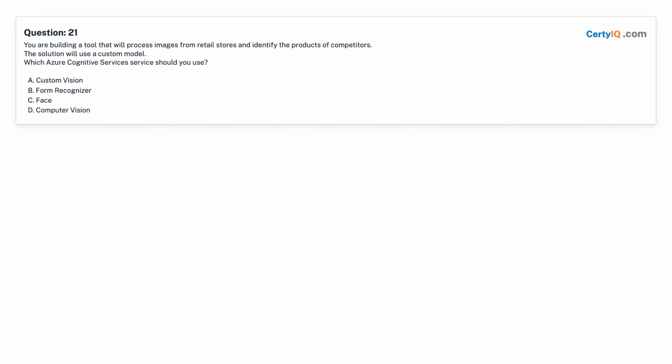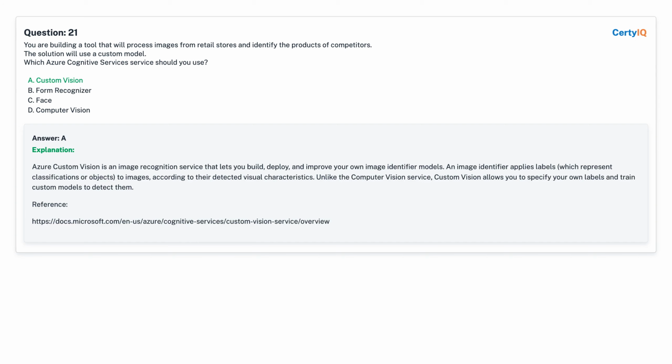Question 21. You are building a tool that will process images from retail stores and identify the products of competitors. The solution will use a custom model. Which Azure Cognitive Services service should you use? A. Custom Vision. B. Form Recognizer. C. Face. D. Computer Vision. Answer is A.